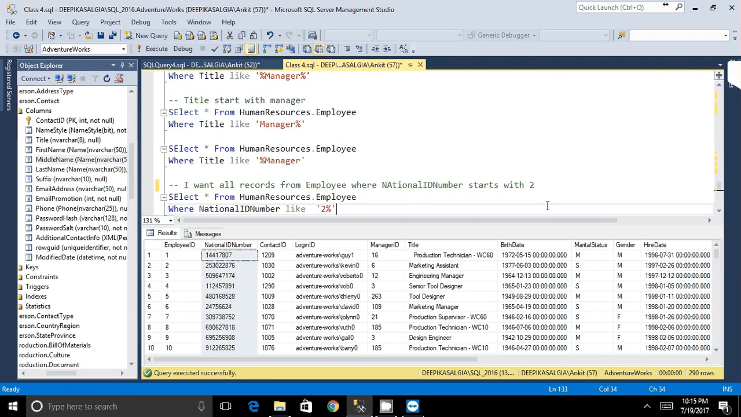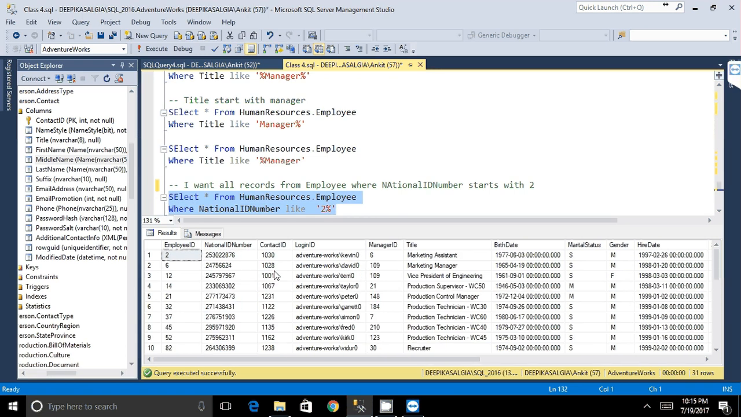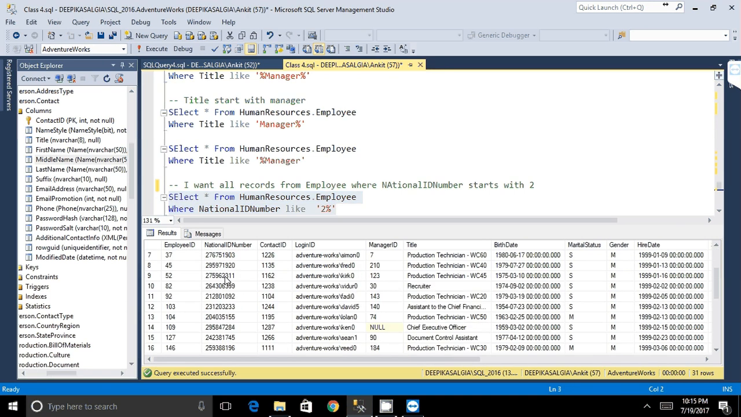Okay. Perfect. So all you're gonna do is where national ID number like '2%'. So it will give me all the employees whose national ID number starts with 2. Good job. So you can apply it on any type, even on the numbers, anything, but not on the date.